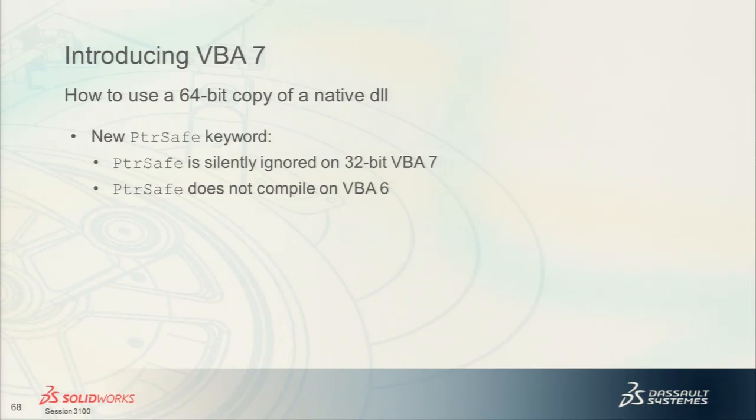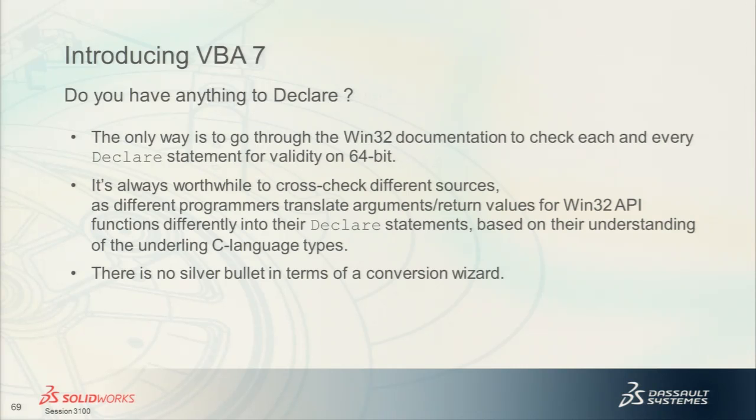But if you want to go back to Visual Basic 6, it doesn't know about it, which is, of course, obvious because it goes back to 1998. And so, again, there is trouble ahead. So what do you need to do here? You basically have to go through all the documentation and check each and every declare statement to see if it needs to be changed for 64-bit.